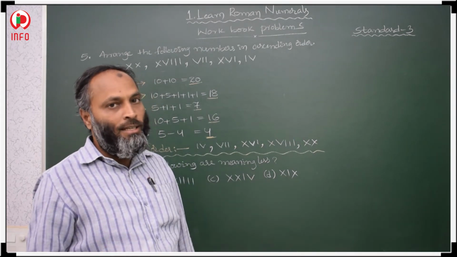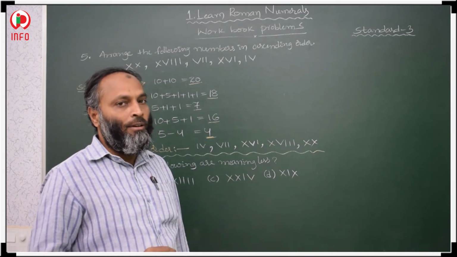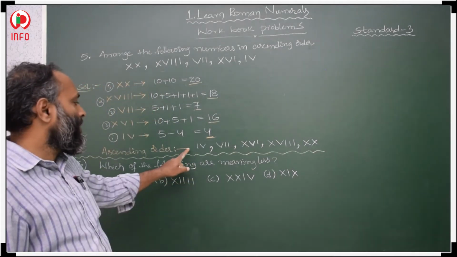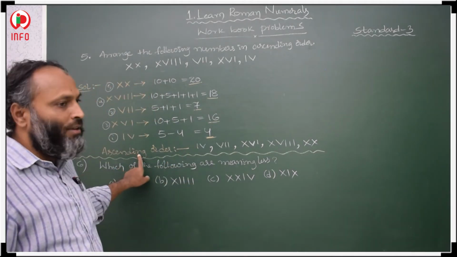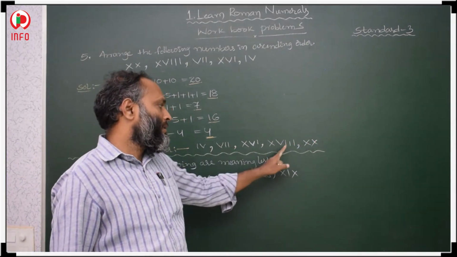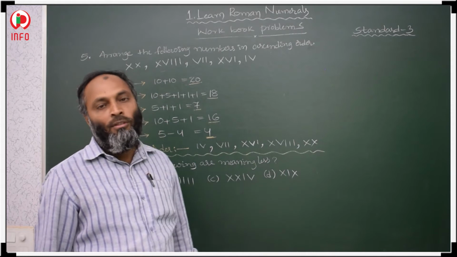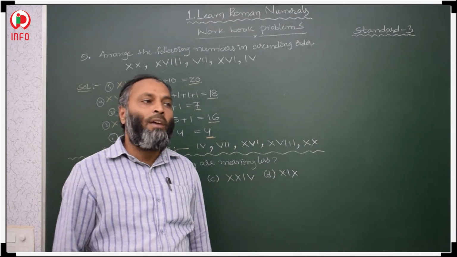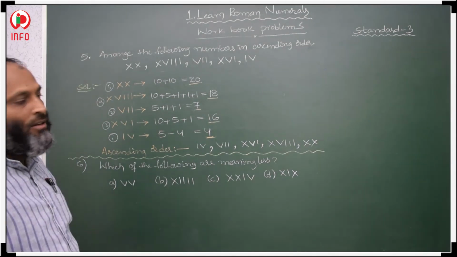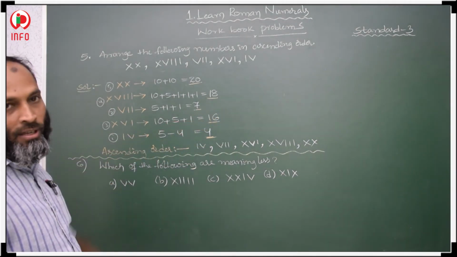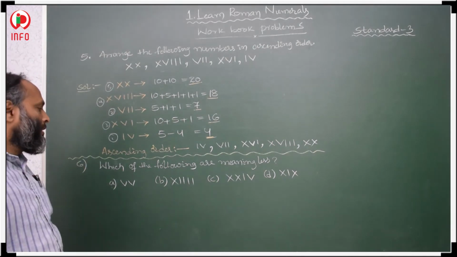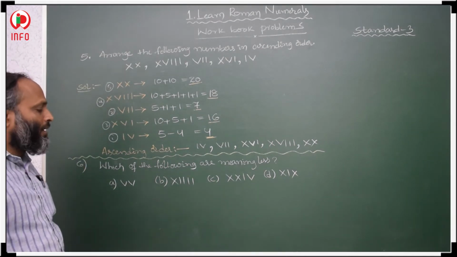If he asks ascending order, then ascending order. If he asks descending order, then descending order. Only here one change is there. If I ask this same question in descending order, you have to write in reverse order: this first, second, third, fourth, fifth. Only the order will change. So we write in reverse order for descending order. Ascending order in this way, descending order in this way. Okay?